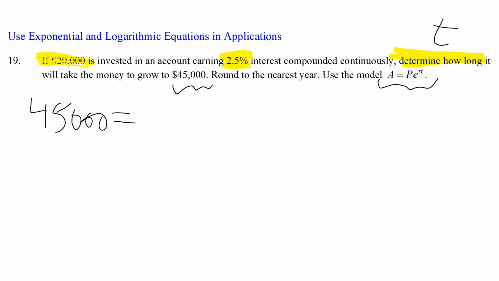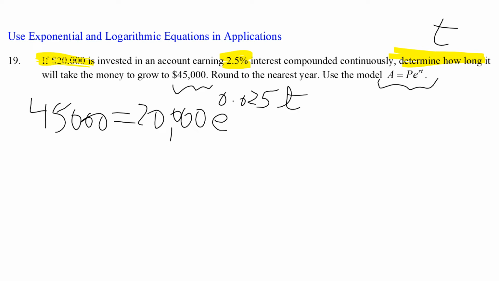is equal to P, the original amount of money, the principal. So that's 20,000. e is the universal number, which is 2.718. You don't have to put 2.718 because your calculator has a built-in key. As a decimal, the rate is 0.025. And t, remember, we're solving for t, and t is in the exponent.